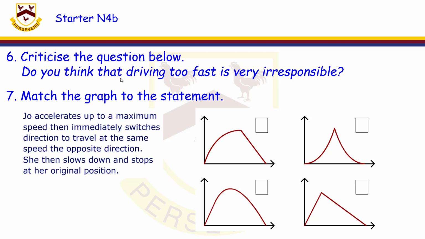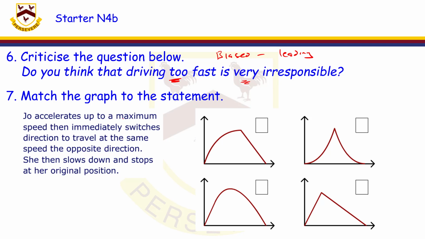Okay, question 6. Do you think that driving too fast is very irresponsible? What's wrong with that? It's a leading question, or what we call a biased question. It's leading you to agree with the statement, because when you use descriptive words like too fast and very irresponsible, then you're asking people to make a judgment call. And question 7.